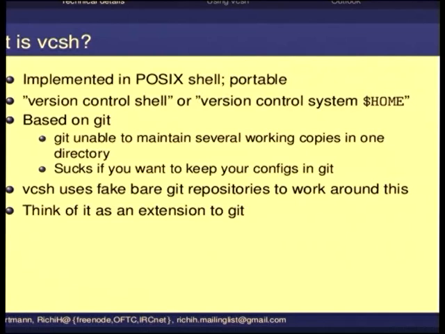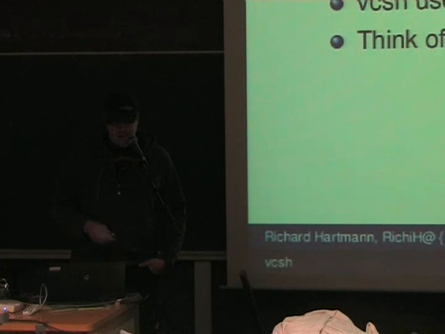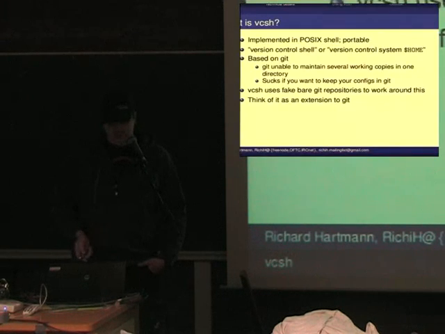Git is unable to maintain several different working copies in one directory, which is by design, but this still sucks if you want to version control your home, because you usually want to have more than one repository. There's a trick which you can use with Git, which is called fake bare Git repositories, which I'm using in this case, and you can more or less think of vcsh as an extension to Git.